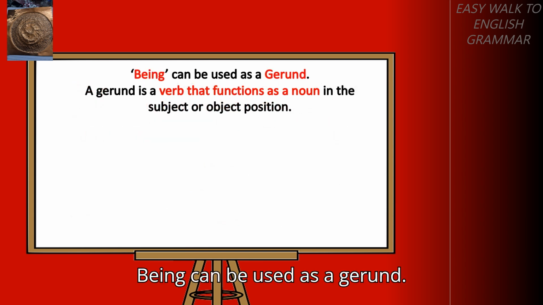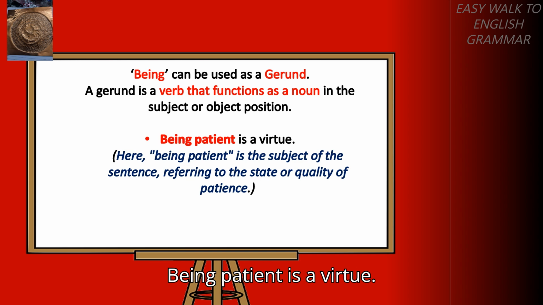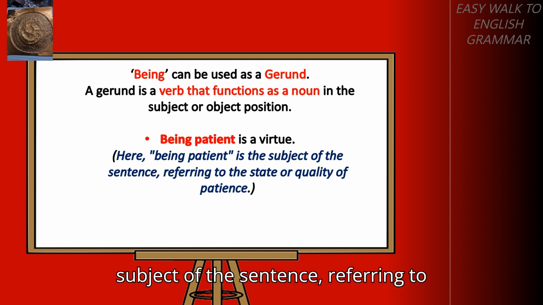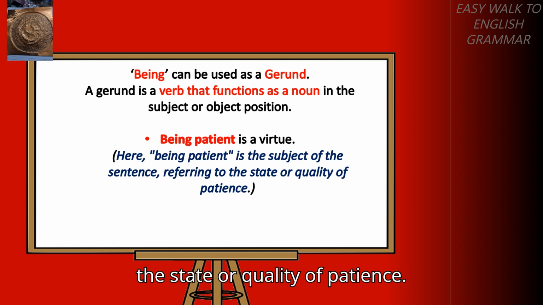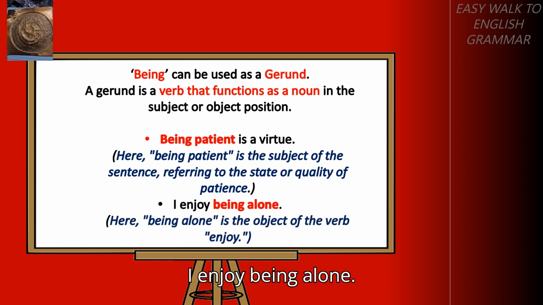Being can be used as a gerund. A gerund is a verb that functions as a noun in the subject or object position. Being patient is a virtue. Here, being patient is the subject of the sentence, referring to the state or quality of patience. I enjoy being alone. Here, being alone is the object of the verb enjoy.